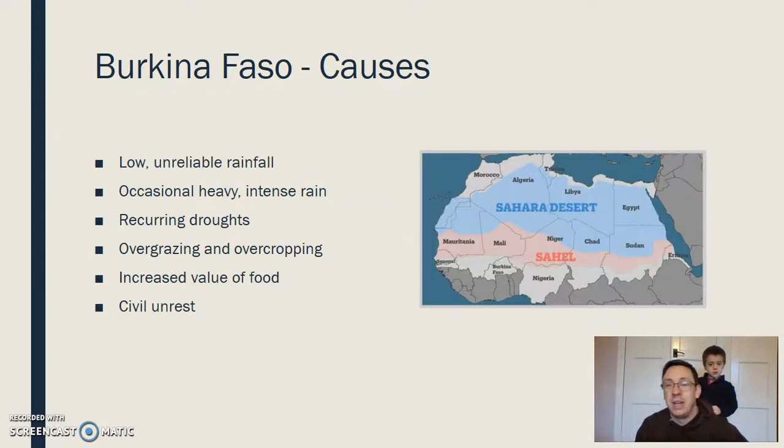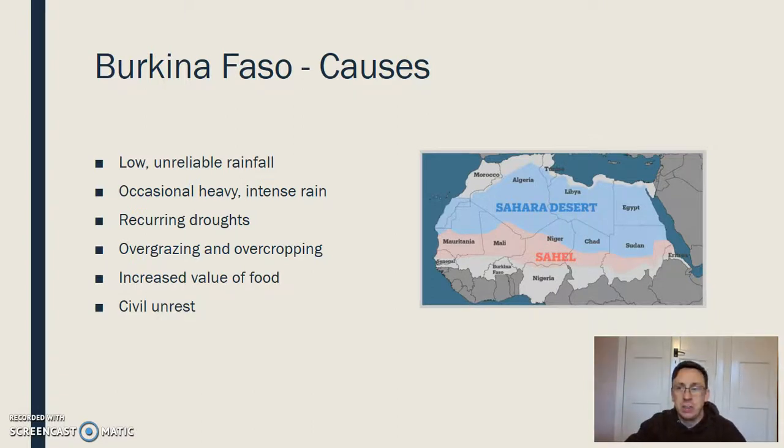Next, our second mini case study for this, Burkina Faso. Now again, Burkina Faso, what is the situation there? We've got very, very low levels of unreliable rainfall. When it does fall, it's this problem we talked about earlier, where it is extremely intense rain and it only falls occasionally. Droughts occur in this region again and again and again.